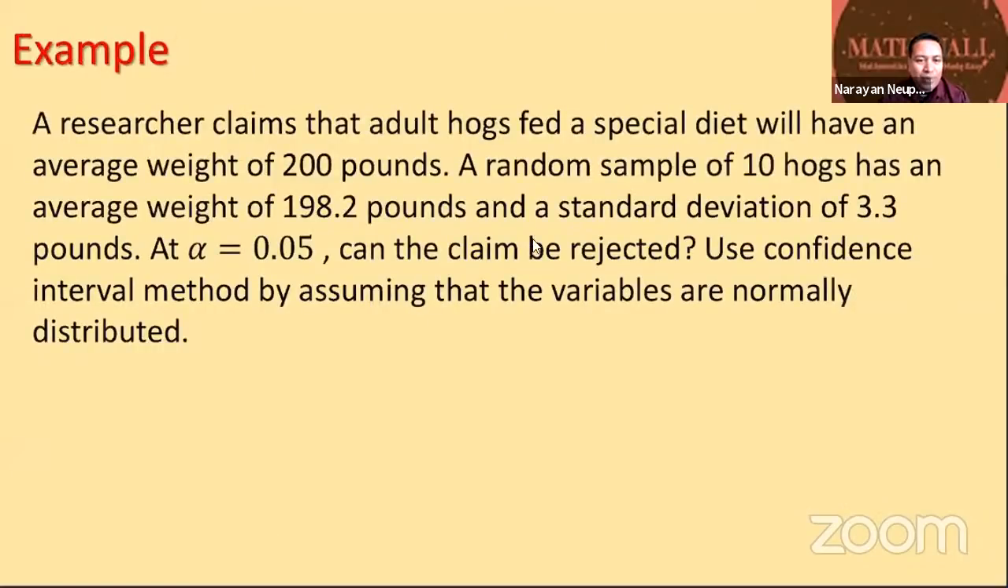Here is the example. Let's see what is going on in this. A researcher claims that adult hogs fed a special diet have an average weight of 200 pounds. So that is the claim there. A random sample of 10 hogs has an average weight of 198.2 pounds, and the standard deviation of those 10 is 3.3. At alpha equal to 0.05, can the claim be rejected? And you can see the claim is the average weight is 200 pounds. We are asked to use the confidence interval method by assuming that the variables are normally distributed.